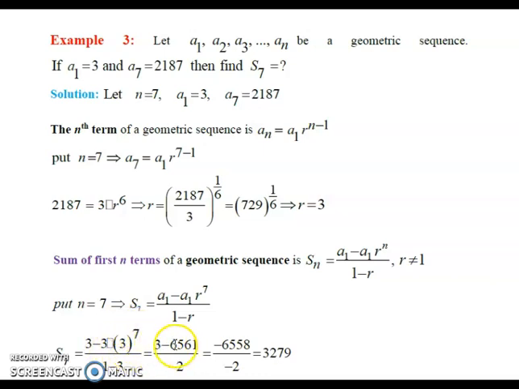That value is 6561. So 3 minus 6561 becomes minus 6558, divided by minus 2. After simplification, we will get 3279. This is the sum of the first 7 terms of the given geometric sequence.